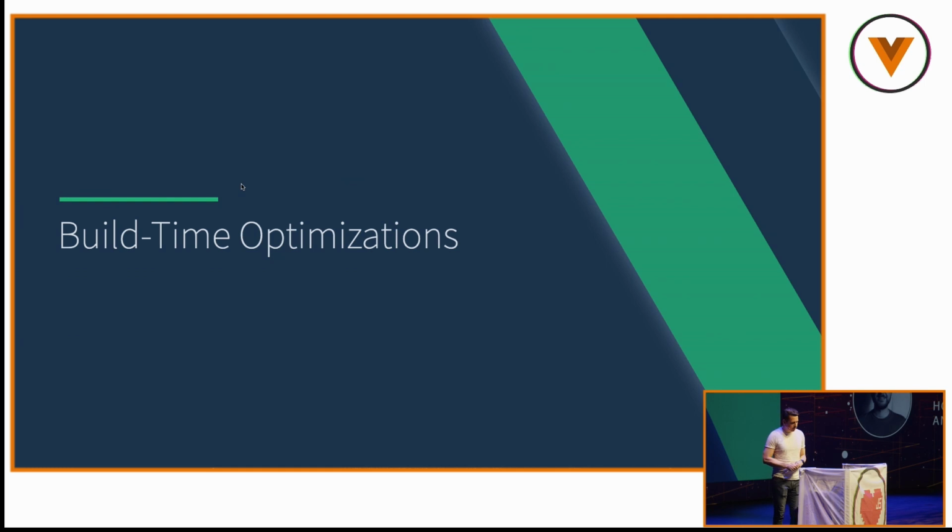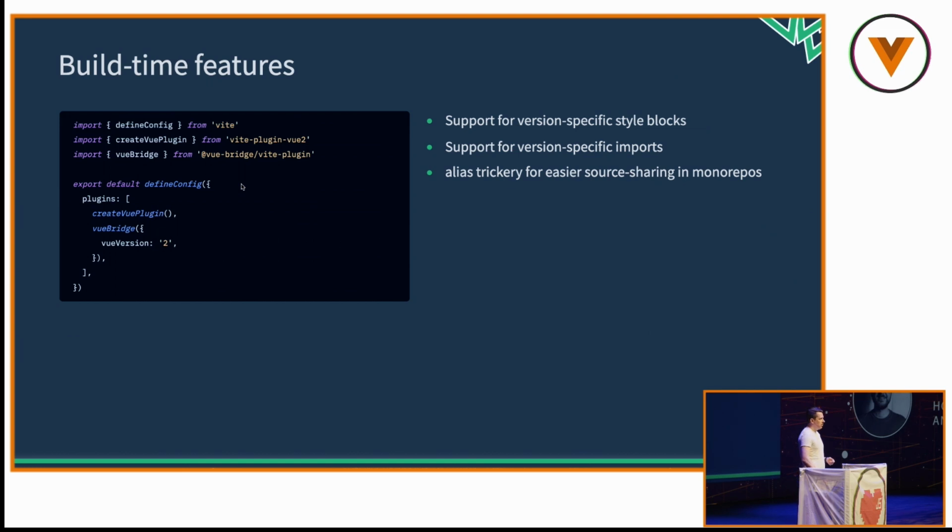Then the next question is about build time optimizations, which is the Vite plugin. First of all, a small demo of how to install it. It's really easy to import it, add it to the plugins array in your Vite config, and it works. What it does is basically three quite different things. First, it supports version-specific style blocks, because we have a few syntax differences in the scoped styles definitions for deeply nested selectors. We also have a few differences in the styles for transitions, and this allows you to take care of that.